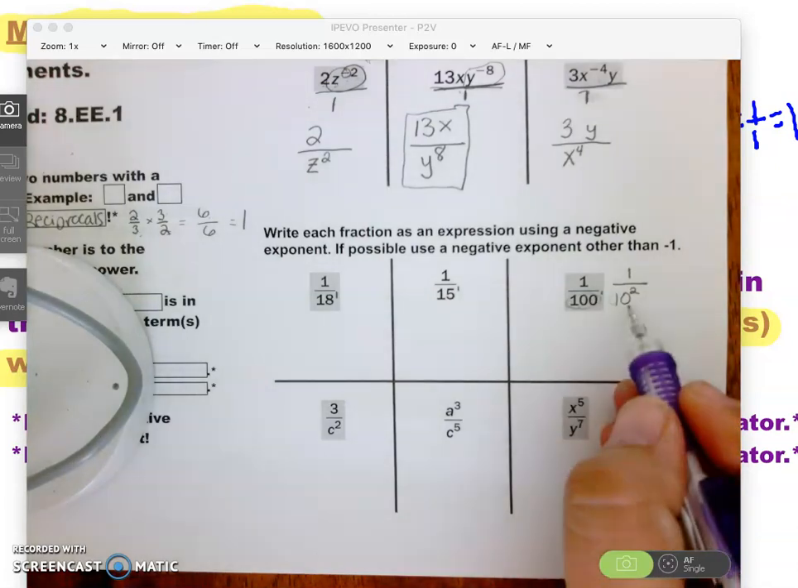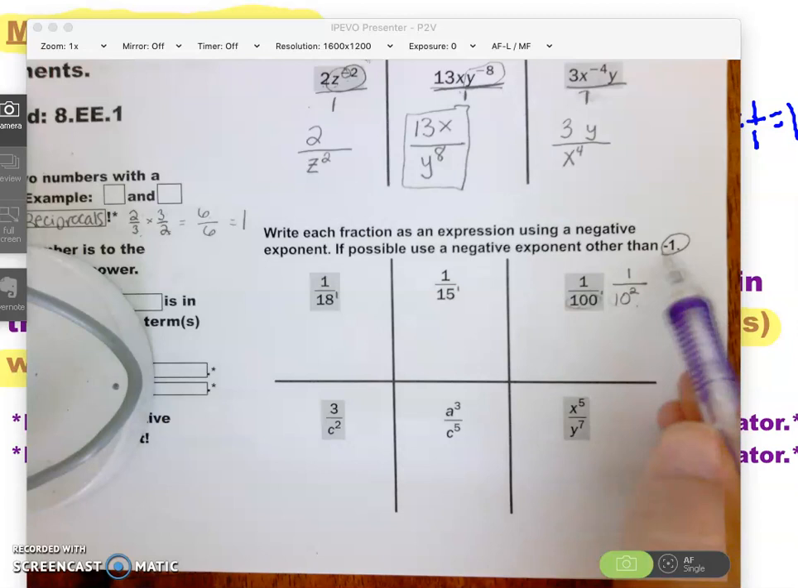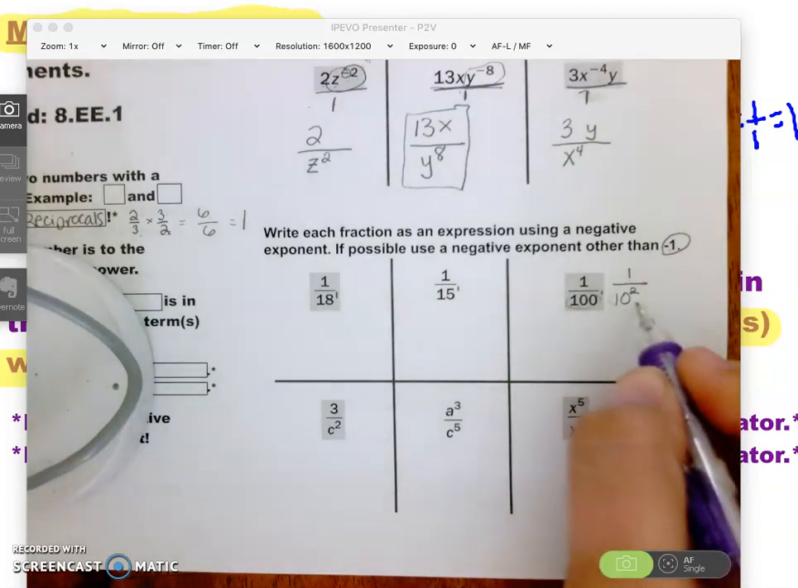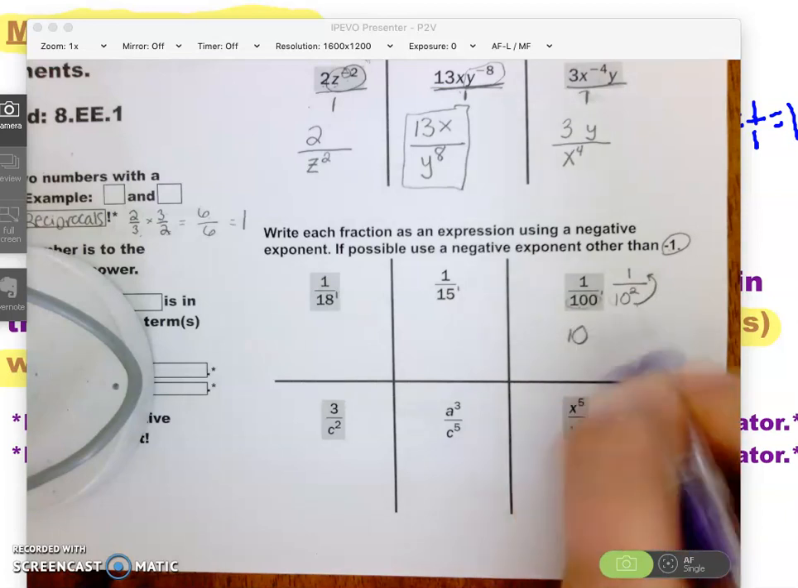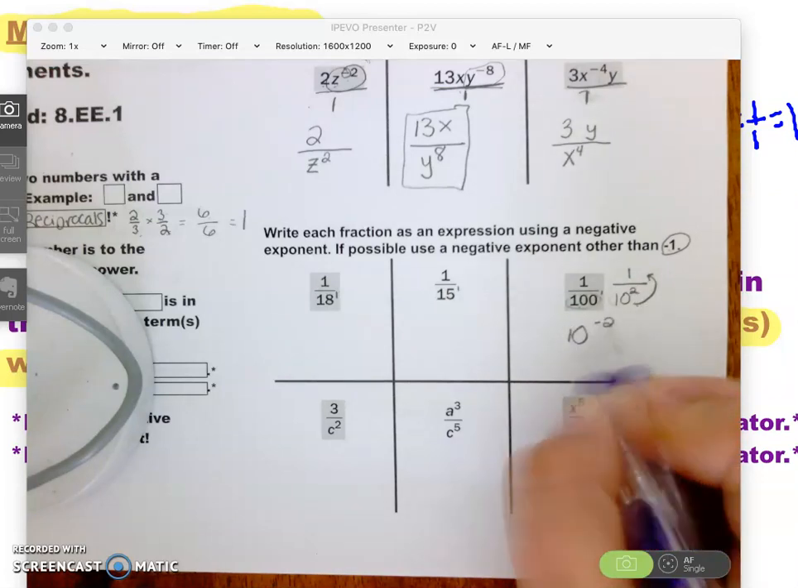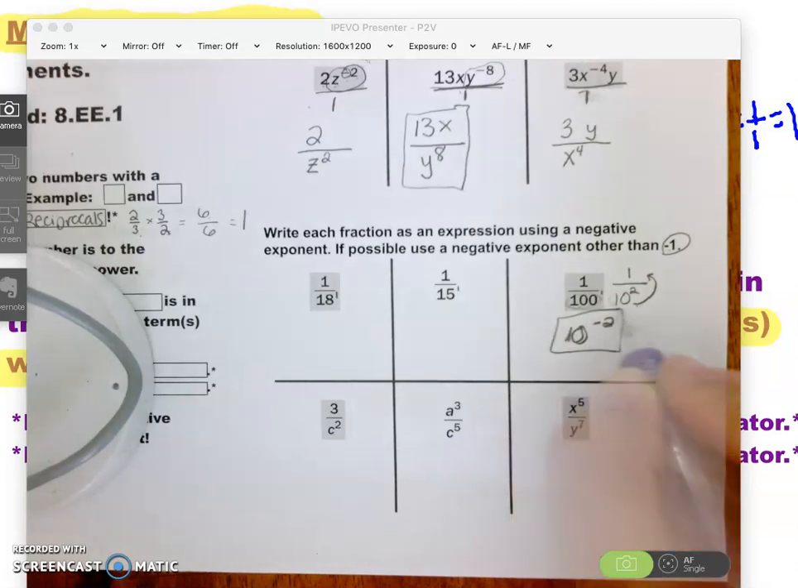But now what they're asking us to do is be able to change it from this back to that negative. So it's on the bottom of the fraction. If I move it to the top of the fraction, then I get that negative back. So it would be 10 to the negative second power. And that would be my answer.